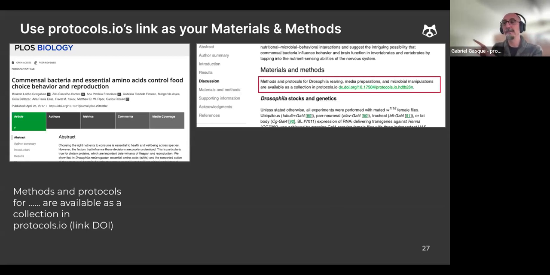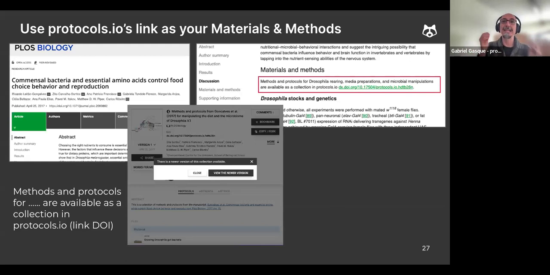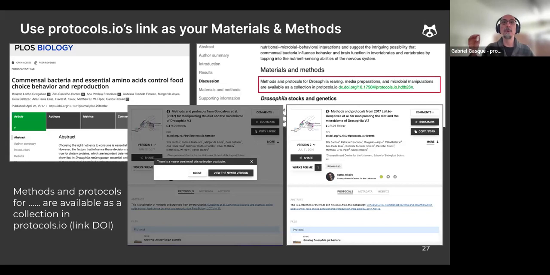Now, the reader, by following the link, has access to the detailed step-by-step protocol in protocols.io. And a really nice thing about how protocols.io works is that, as I mentioned before, the protocols are versionable. So if the authors have updated their protocol since the time of publication, the reader will be notified and can choose to read the protocol as it was published together with the paper, which is what you see now on the screen, or by following the view newer version link, have access to the most updated version of that protocol.